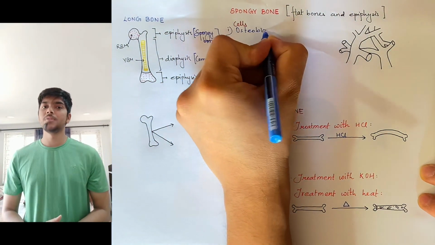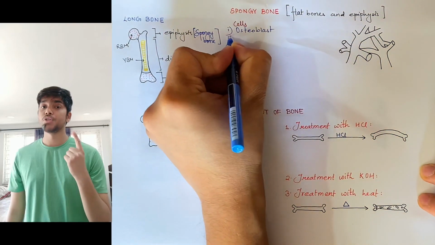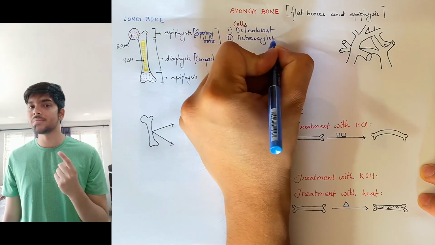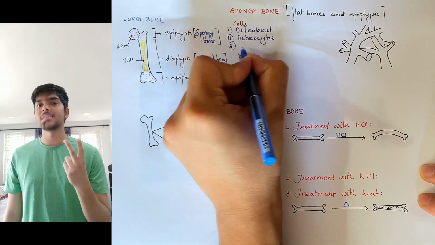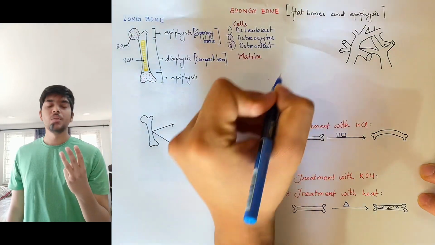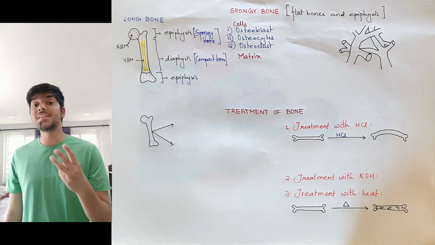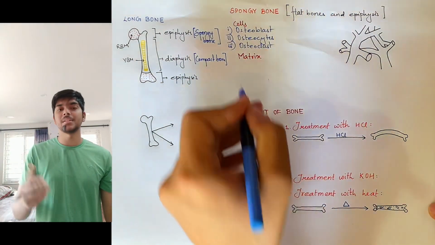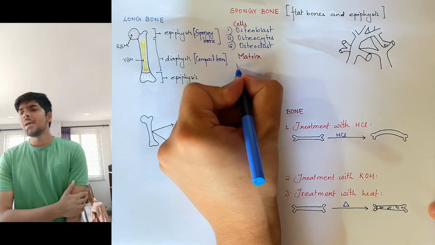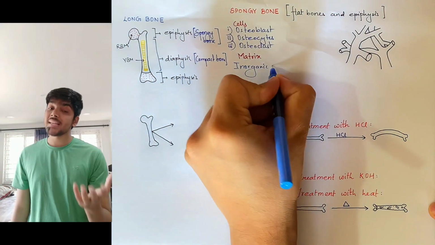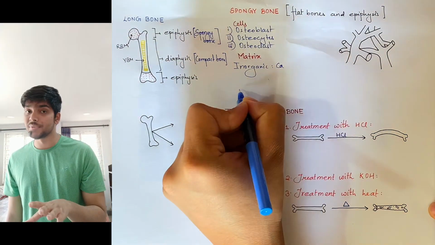Cells present in spongy bone are: number 1, osteoblast cells that give rise to osteocytes or bone cells, osteocytes, which are the star-shaped bone cells, and osteoclasts, which are the cells that eat the old osteocytes so that they get replaced by newer osteocytes. And the matrix is made up of inorganic substance and organic substance.